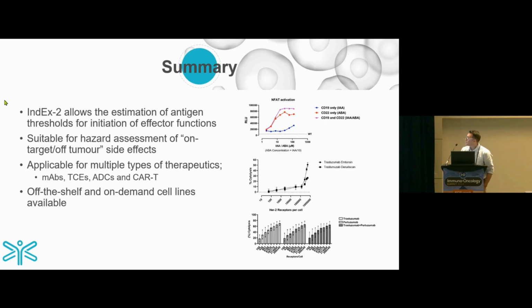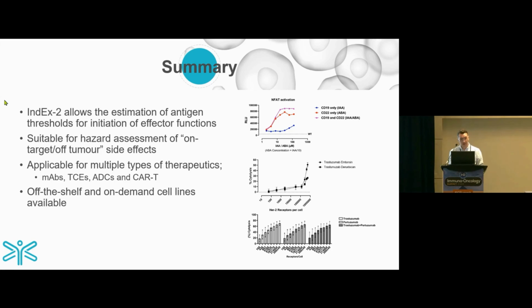So the Index 2 system, in summary, allows the estimation of antigen threshold for initiation of your effector functions. And it's important to note that the threshold may be different for different effector functions, and that's what's really good about this system. You can have a complex bioassay at the end and tailor your molecule to give the exact profile that is most useful for your needs.